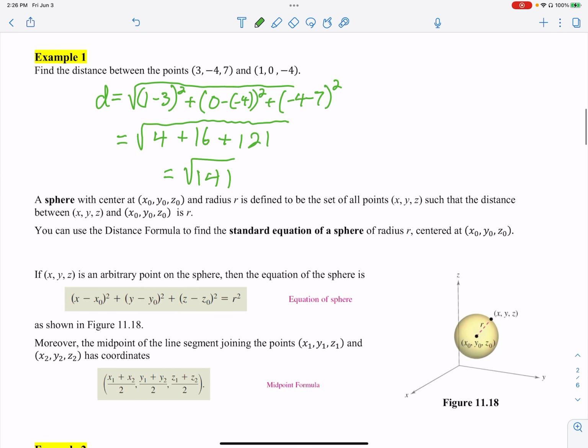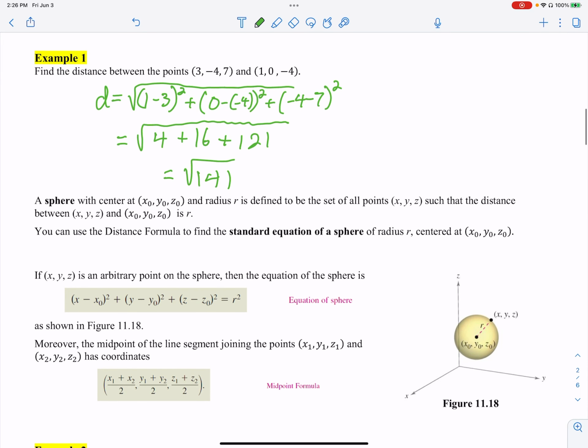A sphere. Okay, so one thing, and you guys probably have it down at this point: in Calc 1 and 2, they really focus on the circle a lot. So it would be natural for us to extend, if we're going to keep working in 3 space, to consider a sphere and get used to working with a sphere.